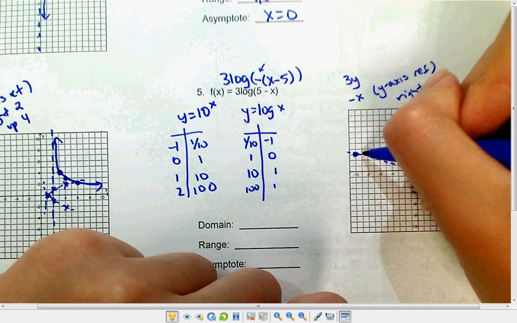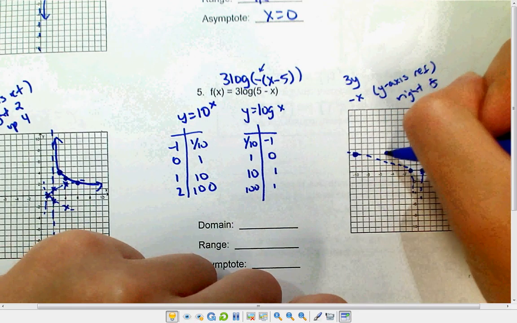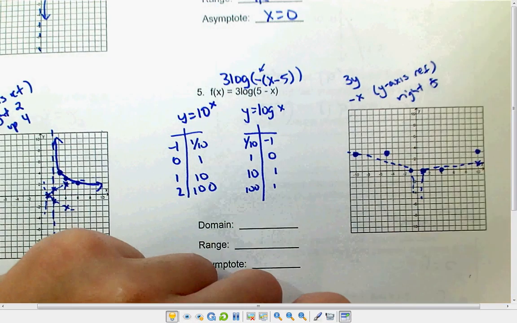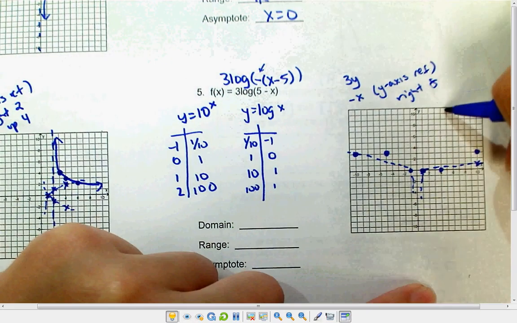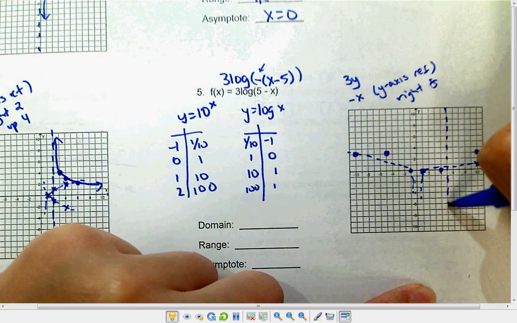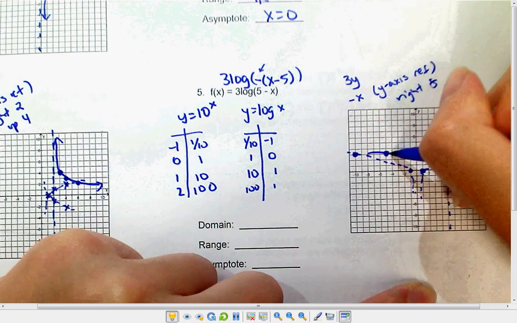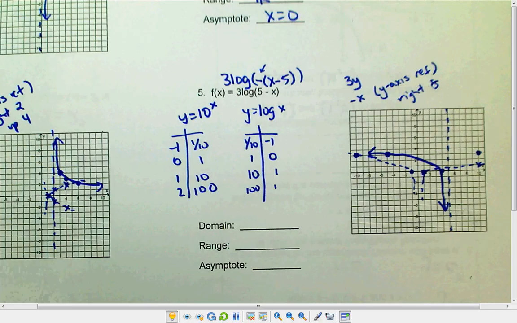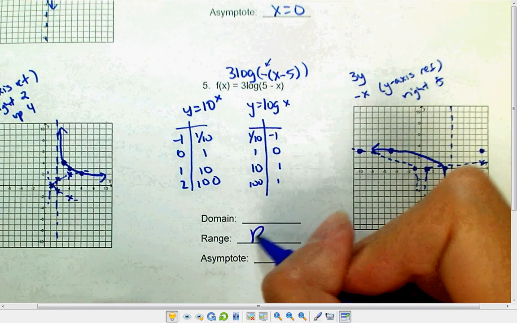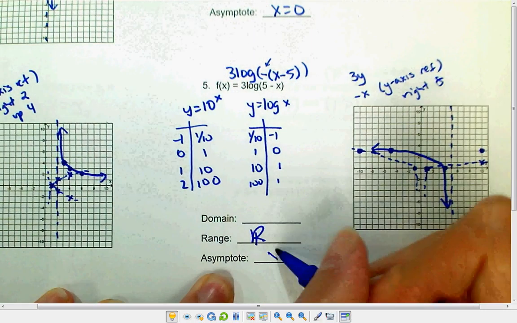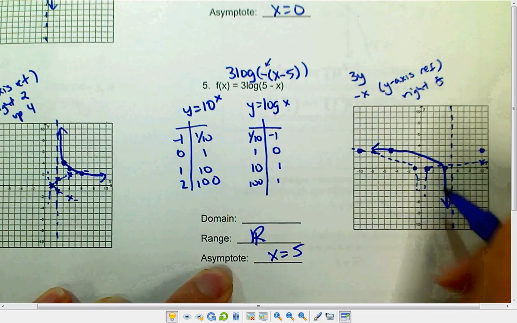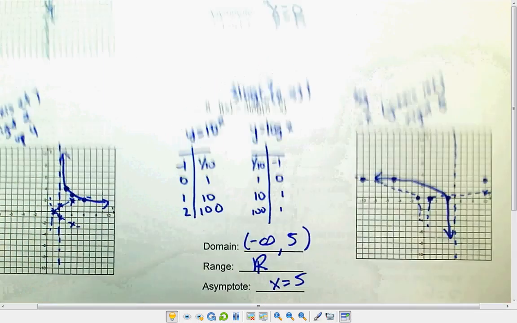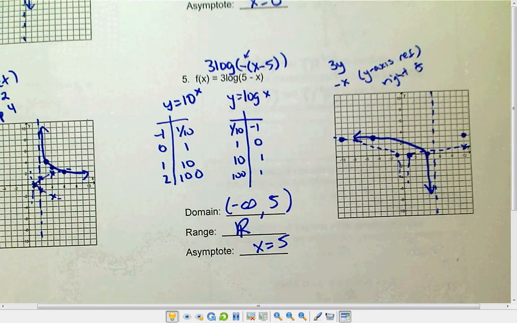So all these points move 1, 2, 3, 4, 5 to the right. This one moves 1, 2, 3, 4, 5 to the right. And my asymptote also moves 5 to the right. So here's my new asymptote. I'm going to connect these 2 points. That's my function. Range is all real numbers. My asymptote is at x is equal to 5. And this is the first time it's pointing in the negative direction. So my domain actually goes from negative infinity to 5. And that's my answer.